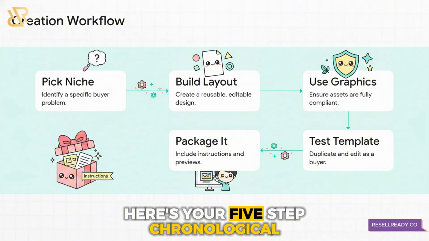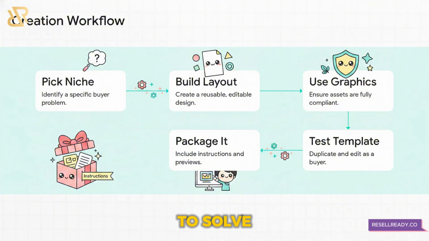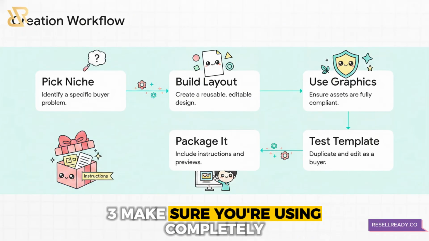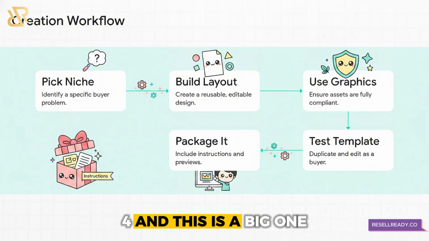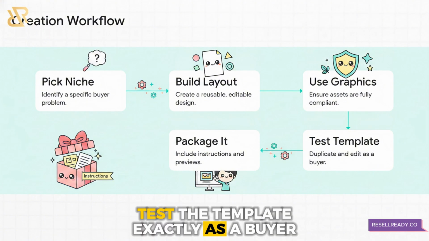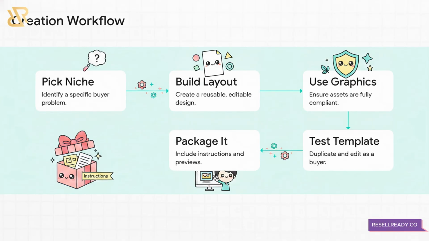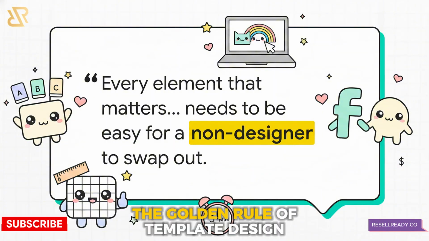Here's your 5-step chronological process. 1. Pick a specific niche or a buyer problem to solve. 2. Build a reusable, editable layout. 3. Make sure you're using completely compliant graphics based on the rules we just went over. 4. And this is a big one, test the template exactly as a buyer would. And 5. Package it all up beautifully with clear instructions. I love this next point because it's literally the golden rule of template design.